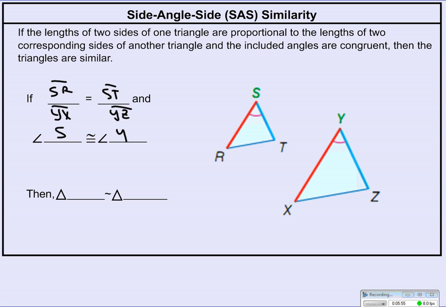Please also notice that is the angle being made by the two sides. It is the angle that is included. Included. It's not one of the other angles. So if I say triangle RST, I better say triangle XYZ for similarity.